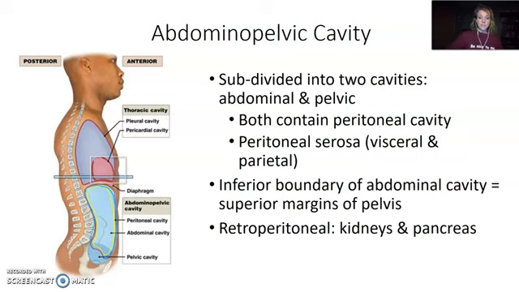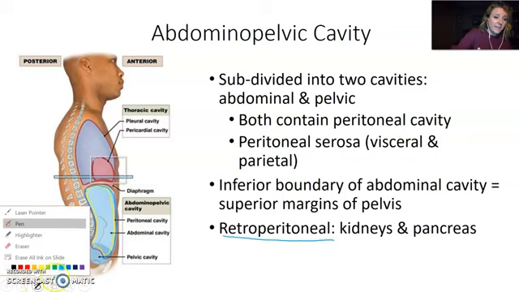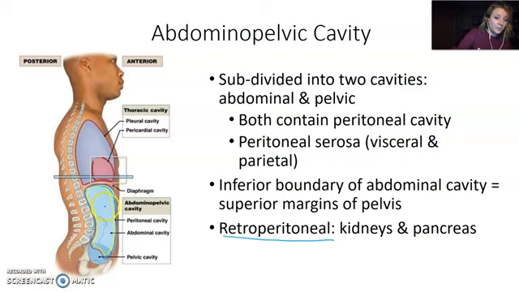Now, you'll notice on the slide that I have two structures, the kidneys and the pancreas, that are called retroperitoneal. And the reason why they're called retroperitoneal is because they are not enclosed within the peritoneal space. They are found outside of that blue line. So they are considered retroperitoneal. That's just what that means.